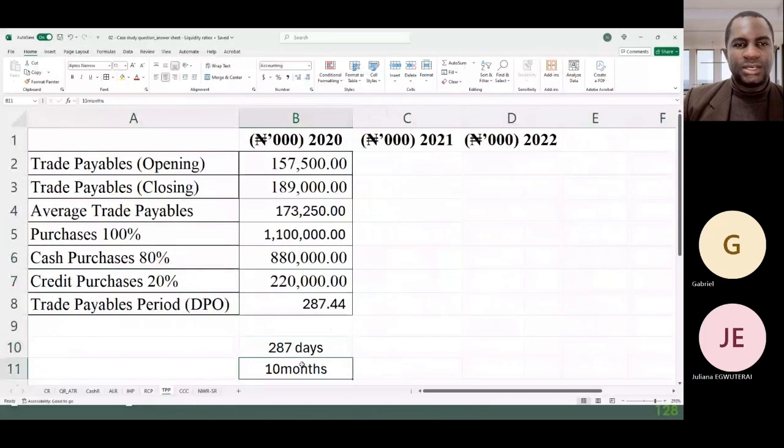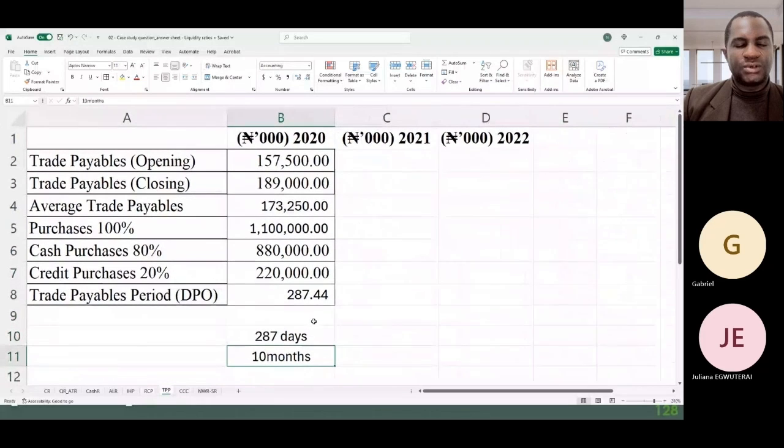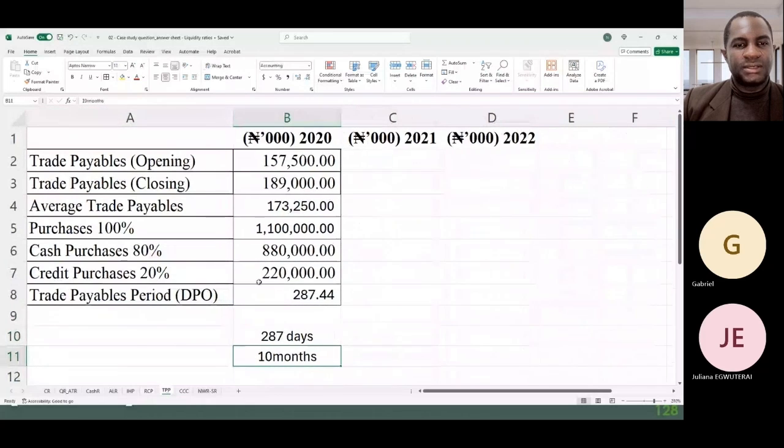So they need to improve on creditor relationships and also on making payments on time. Normally, the generally approved time frame to pay off your creditors is 30 days. So 30 days, 1 month. I mean, you're going 10 months. It shows they are not doing well, really. No matter the reason, they are not doing well. There needs to be improvement in their trade payables.